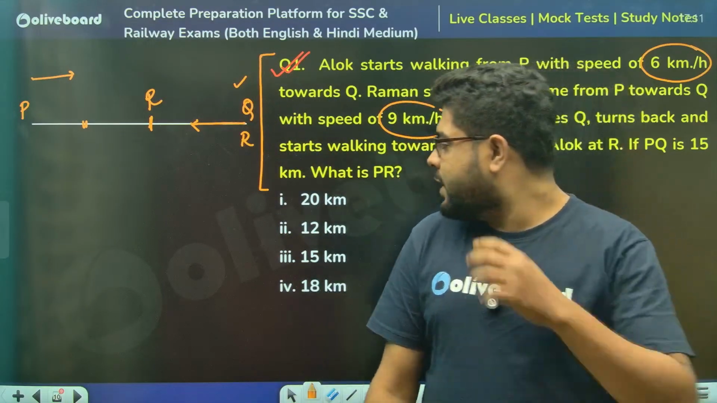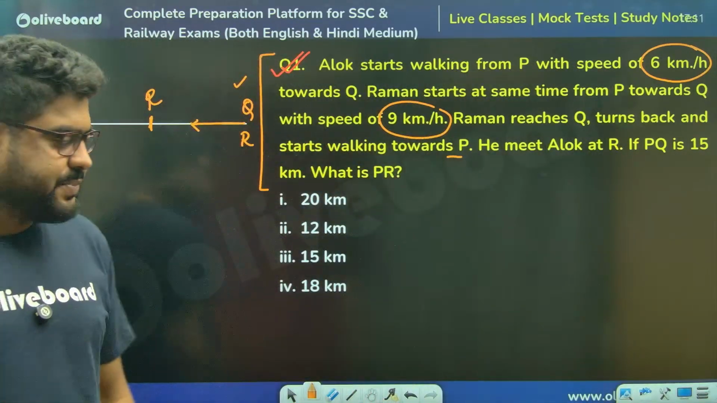Immortal is saying 12, that is 12. Perfect. Let's see.